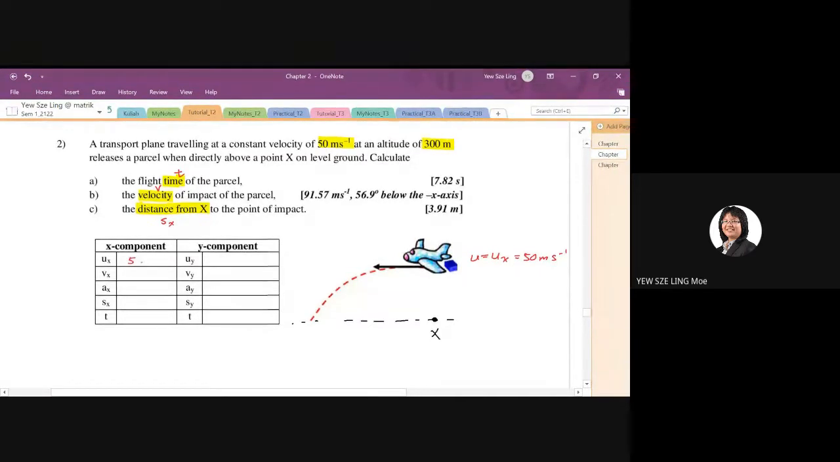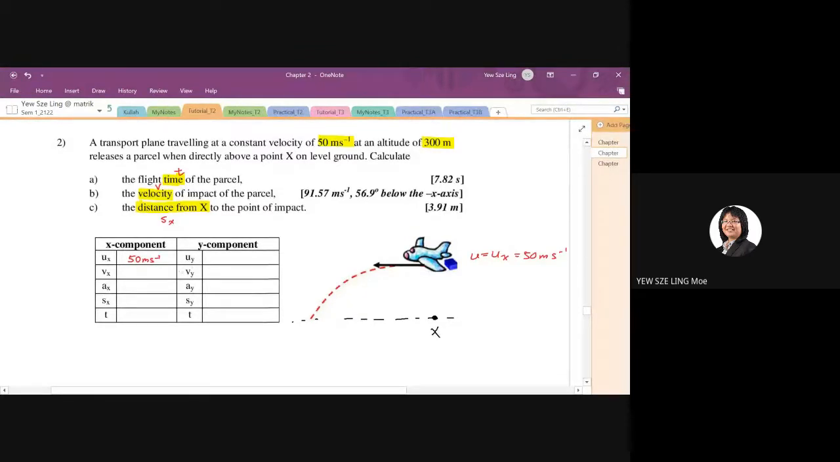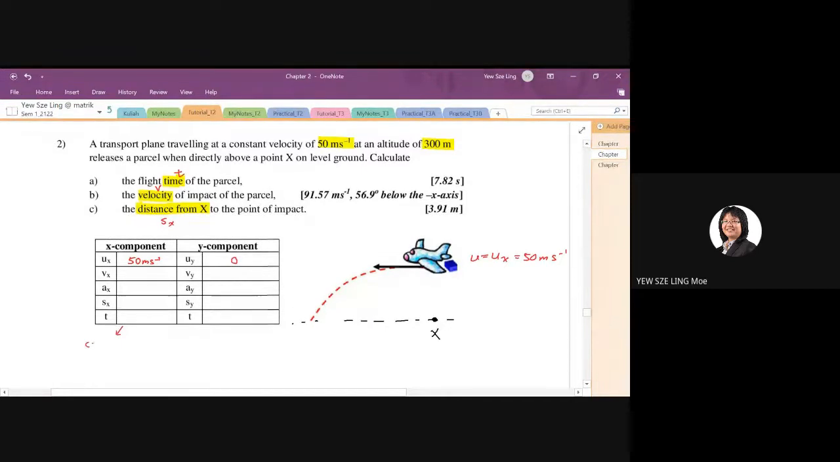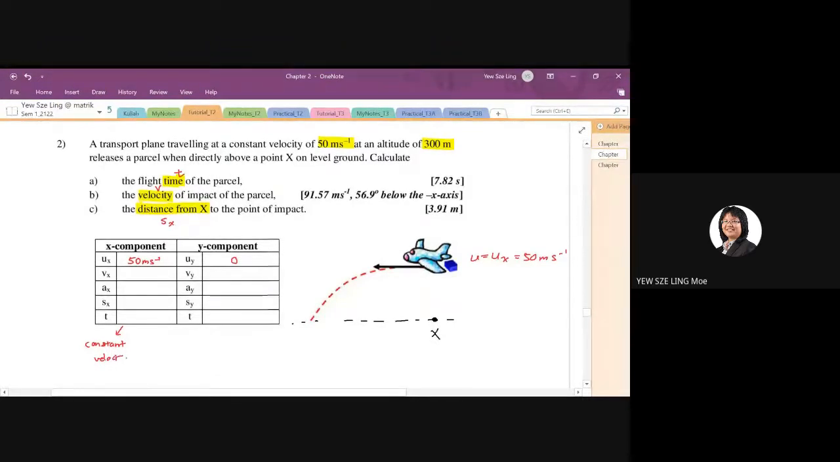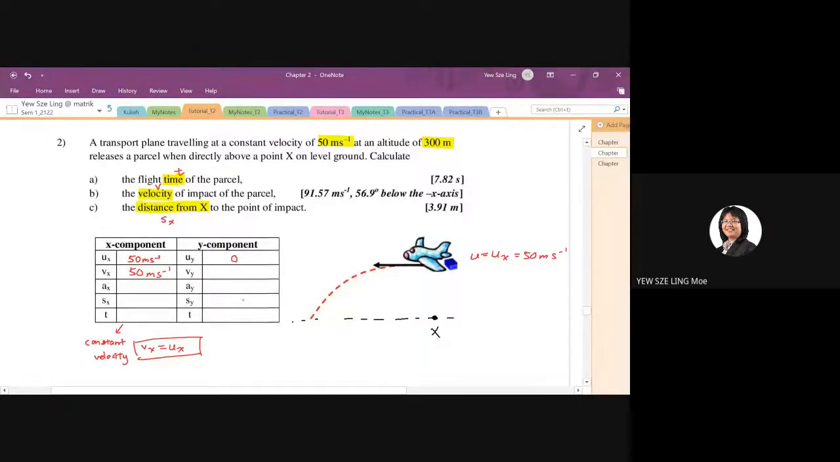So Ux, we have 50 meters per second. In this case, what do we have for Uy? 0. Okay, 0. And Vx, Vy, okay, Vx we have. Why? Because we say the x component is moving with constant velocity. So what does constant velocity mean? Constant velocity means Vx equals Ux. So our Vx is also 50 meters per second. Ax is always 0. Sx, well, Sx we don't have because that is what question 1C asks.